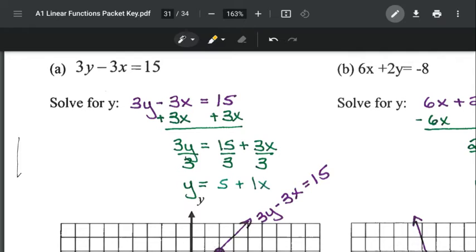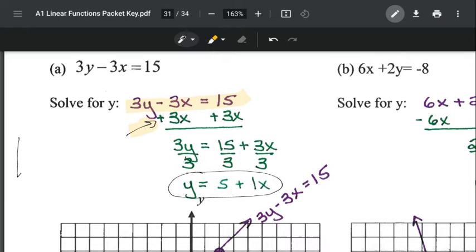Here's our problem for 1a. 3y minus 3x equals 15. Now what I did was I rewrote the problem here, and then I solved for y. I added 3x on both sides, and then I divided by 3. And when I got y by itself, this is what I got.